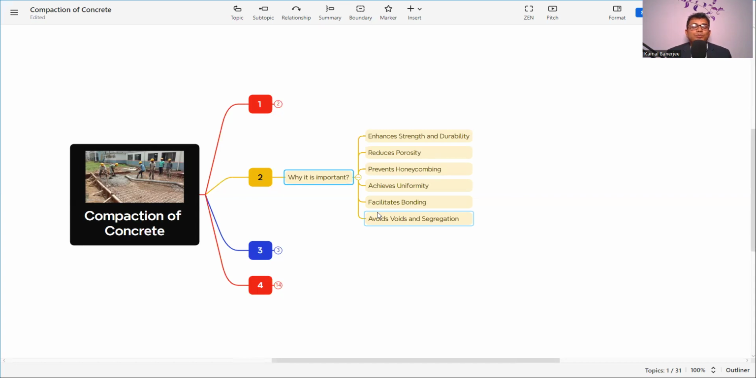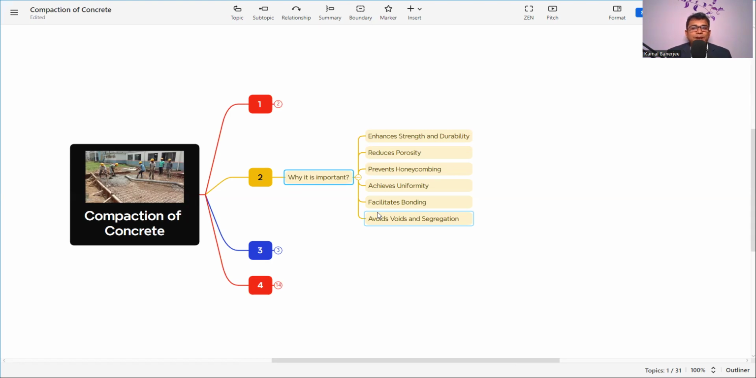Then, reduces porosity. If concrete has air pockets, it will increase the porosity. Whenever we are compacting, we are actually reducing the air in the concrete, so it reduces the porosity. And if it reduces the porosity, then the penetration of moisture and other harmful ions will be hindered, and our concrete will get its lifespan, durability and strength.